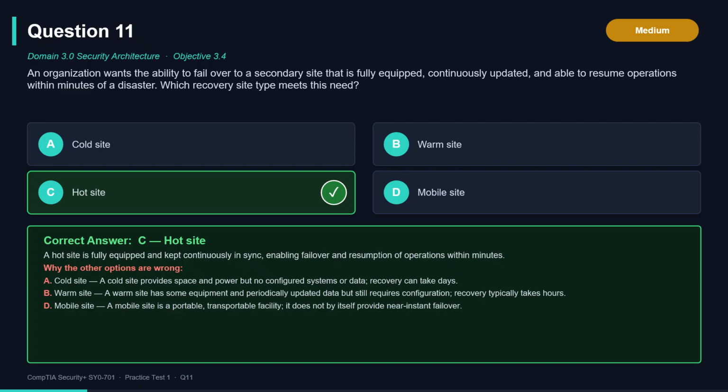Now, why the other options are wrong? Cold site is incorrect. A cold site provides space and power but no configured systems or data. Recovery can take days. Warm site is incorrect. A warm site has some equipment and periodically updated data, but still requires configuration. Recovery typically takes hours. Mobile site is incorrect. A mobile site is a portable, transportable facility. It does not by itself provide near-instant failover.